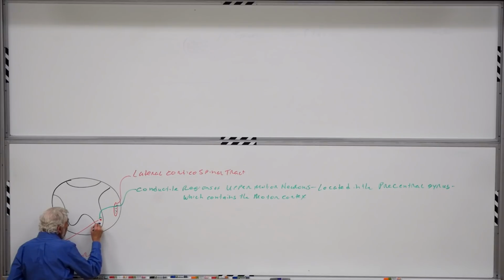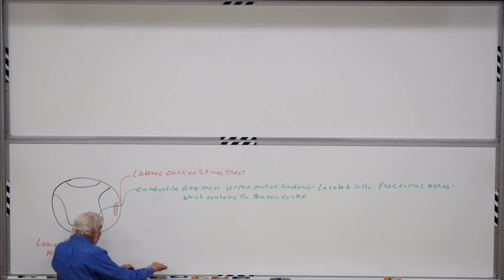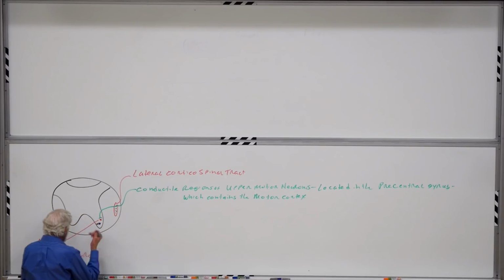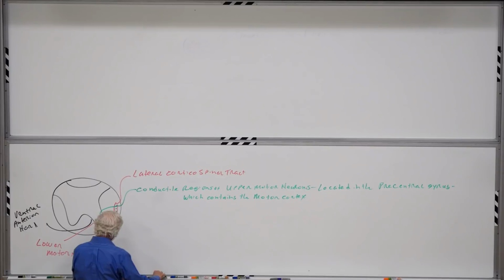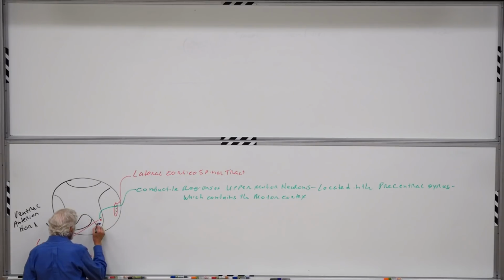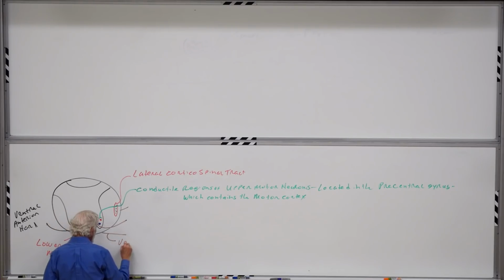And as we've seen, those lower motor neurons whose cell bodies reside in the ventral or anterior horn exit the central nervous system. They exit the central nervous system in this structure known as the ventral or anterior root.